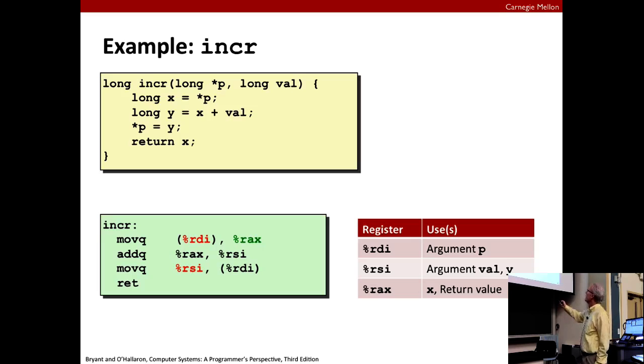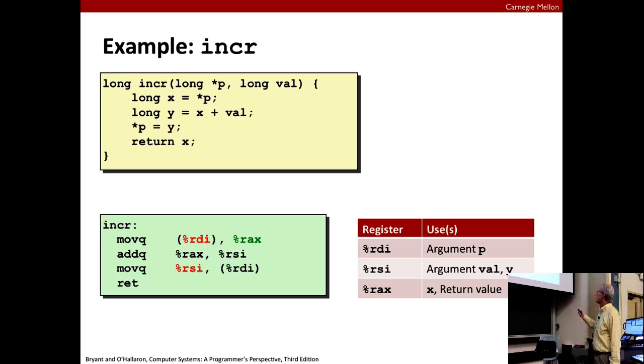The code's pretty short. Remember that in general, RDI will hold the first argument. In this case, it's a pointer. So it will do a read from that pointer, and it will put the value in RAX, which is where the return value should be anyhow. And then it will increment RSI, which has the value called val here initially, and now it has the value of x plus val. And then it will store that in the value pointed to by p, and it will do a return. So you see these 3 instructions do all the different parts of this.